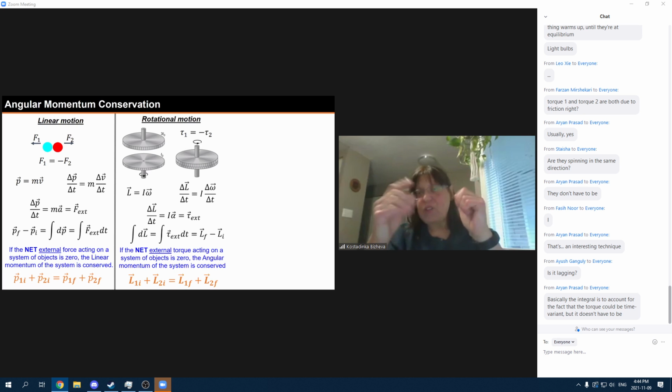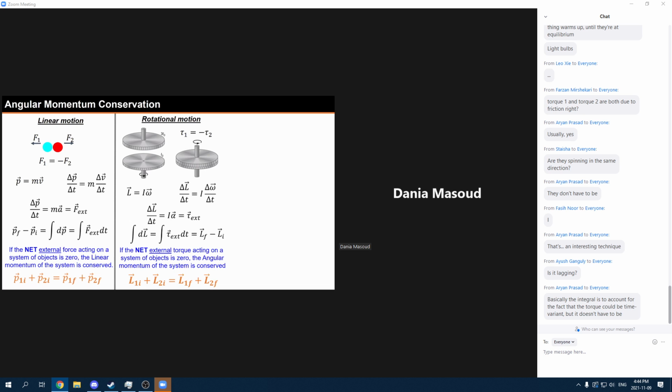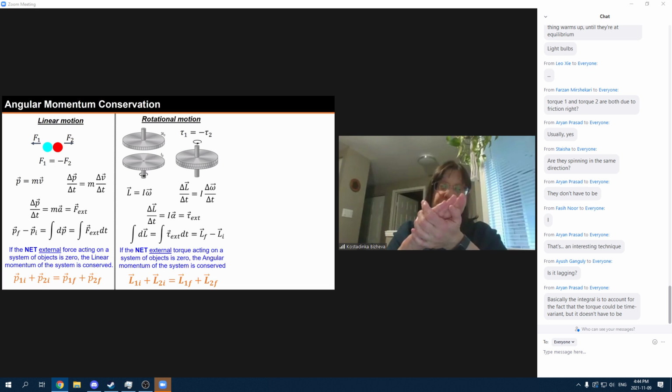Yes, so there's going to be a nonlinear change in the contact forces, and that means a nonlinear change over time in the torque of contact between the two plates. And because of that, we need to integrate in order to get an exact answer rather than an approximate one. Yes? Okay, I get it.